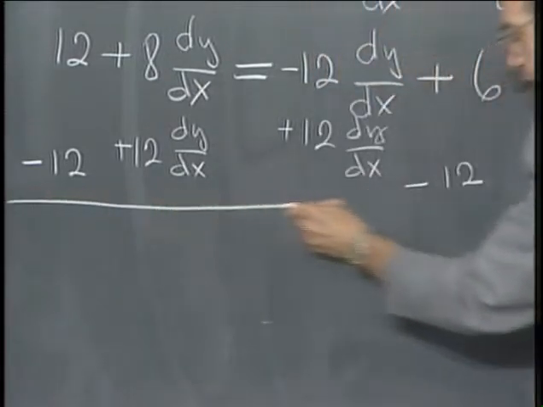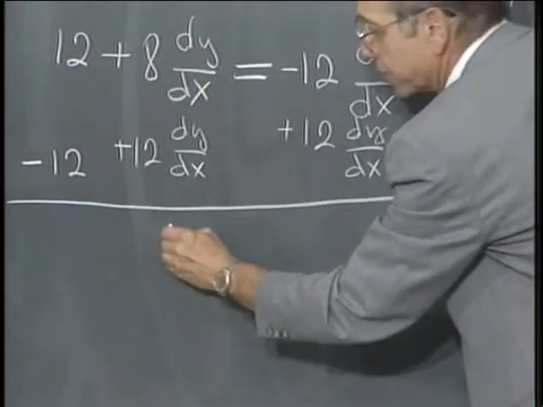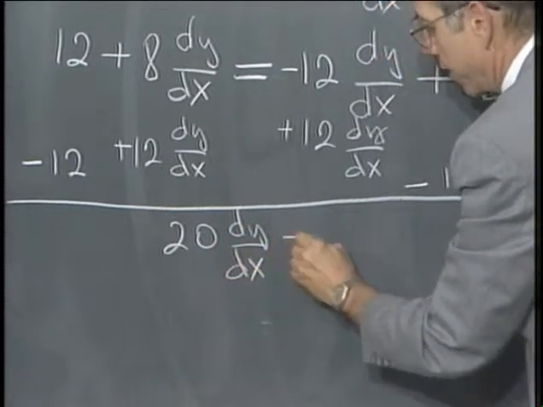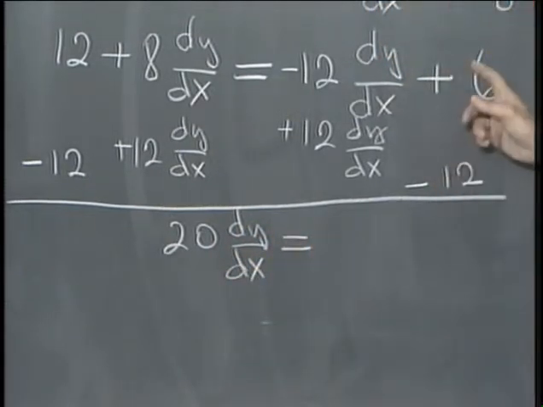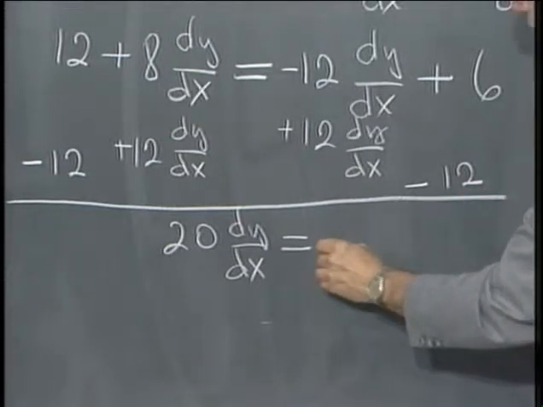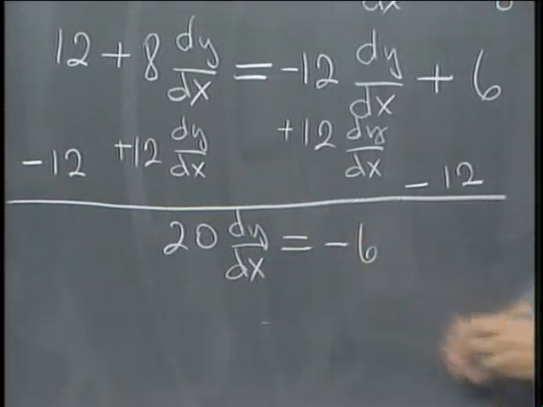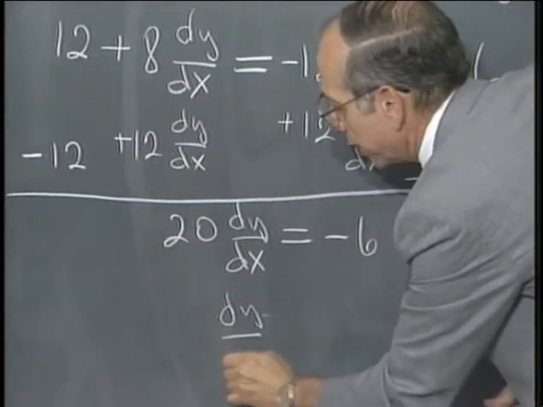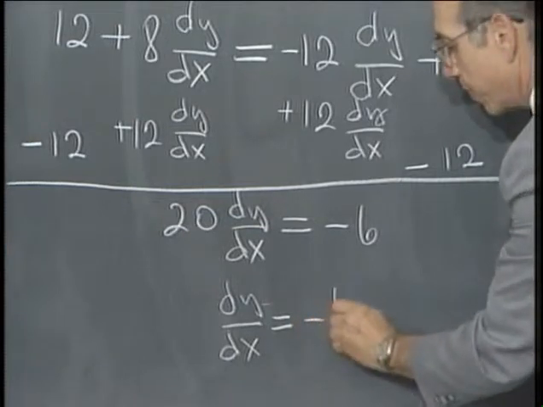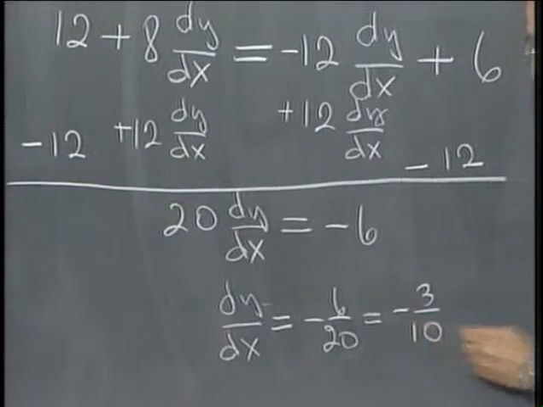And now we'll combine everything. The 12s cancel, of course. 8 and 12 times dy/dx is 20 times dy/dx. And that's equal to, here I have 6 minus 12 is minus 6. So I have 20 dy/dx is minus 6. Divide through by 20 and get dy/dx is equal to minus 6 over 20, which is the same thing as minus 3 over 10.